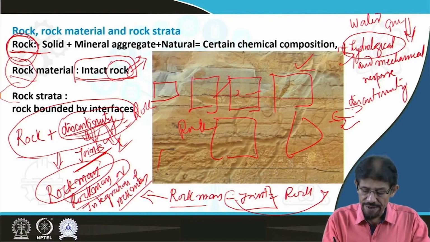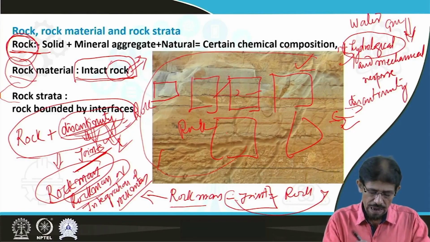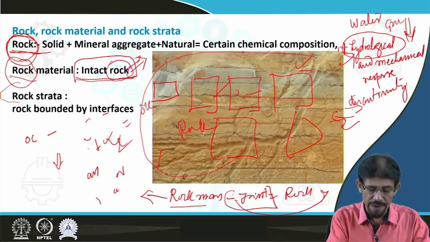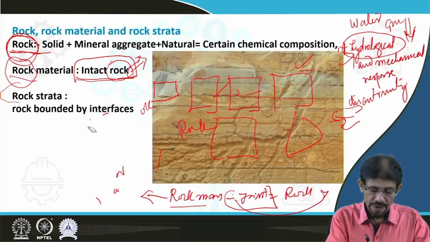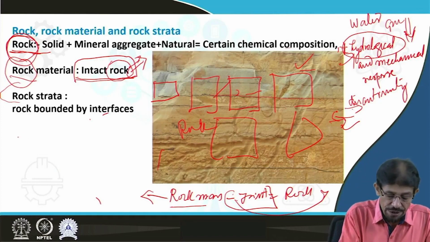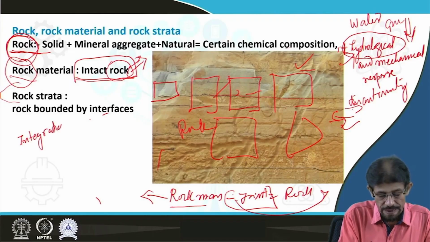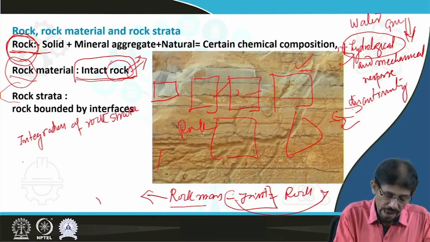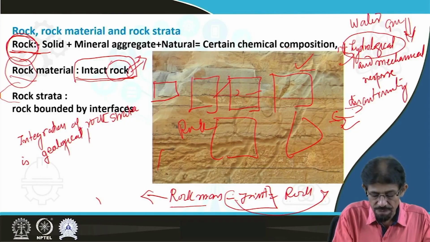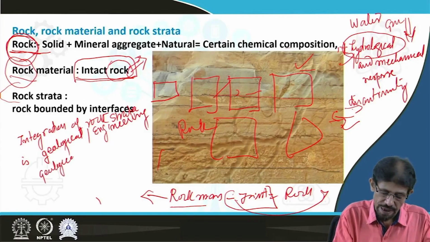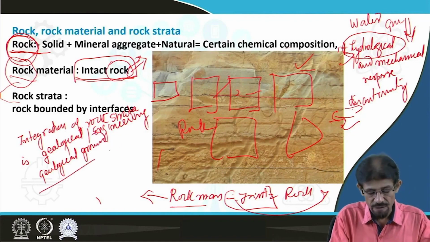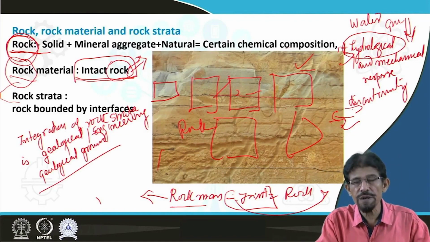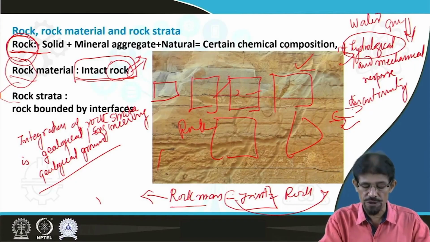If we are going to extend this type of rock strata, which is an integration of rock mass, then we can say that the integration of rock strata, or stratum, is considered as geological, or simply engineering, geological ground, where we are going to develop some engineering structure and see the problems related to engineering geology.